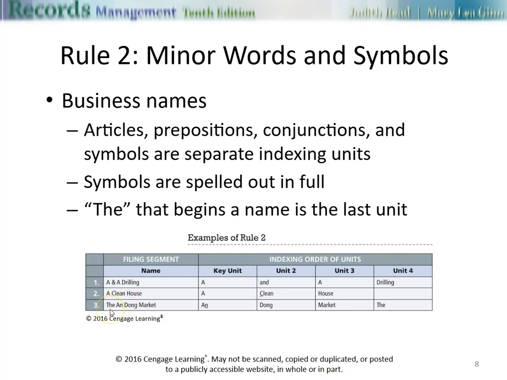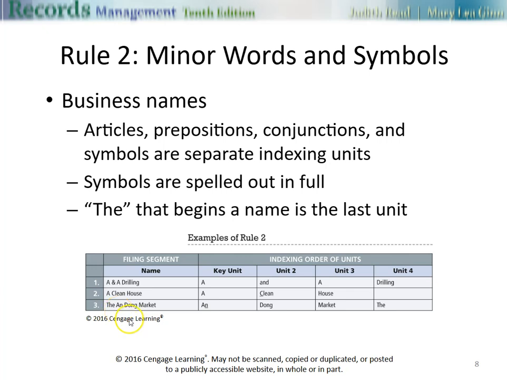Also, if a business name begins with the word the, the is the last unit in the filing segment. And so this is the one exception that I mentioned about filing business names, that it's always going to be as it's written, except if the business name begins with the word the.